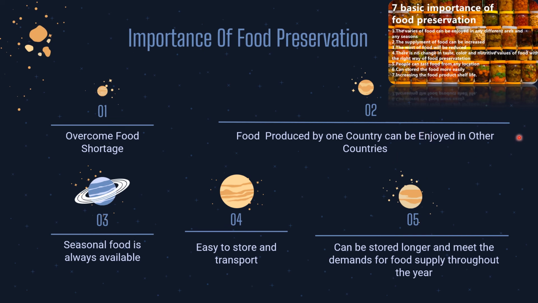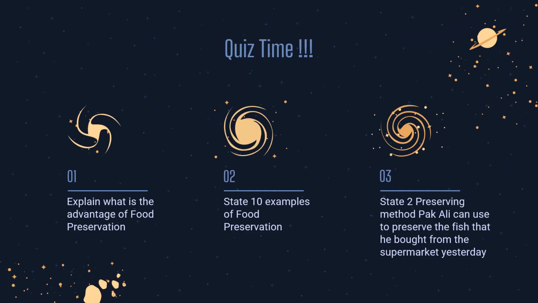So I hope all of you understand this whole topic of food preservation. We are done. And lastly, everyone, quiz time, trivia time. First, explain what is the advantage of food preservation. Advantage means the importance of food preservation. So overcome food shortage, food produced by one country can be enjoyed in other countries, seasonal food is always available, etc.